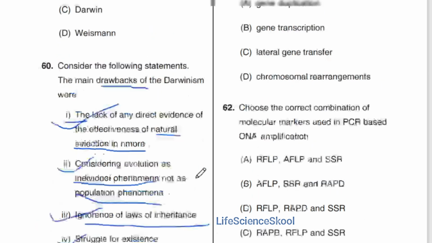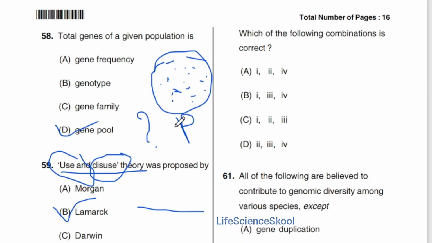So let's see in which option these three are there. That is option C, so first, second and third. So these are the drawbacks of Darwinism.